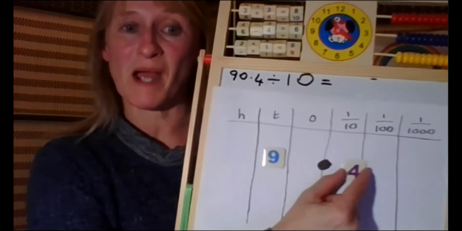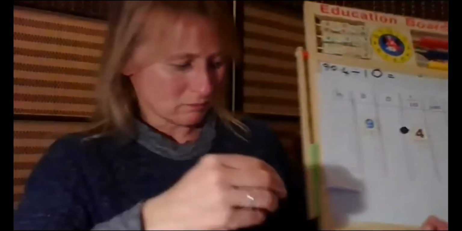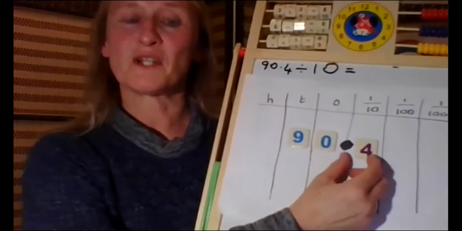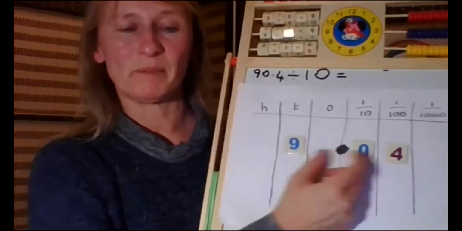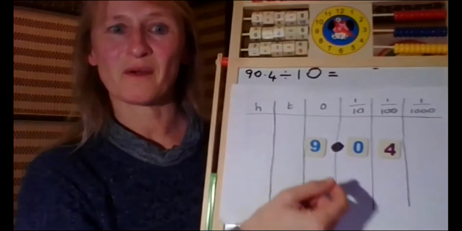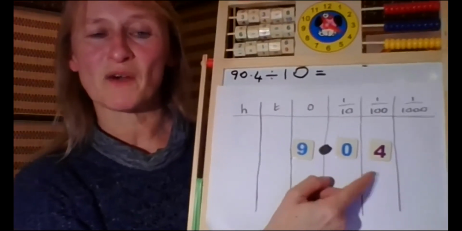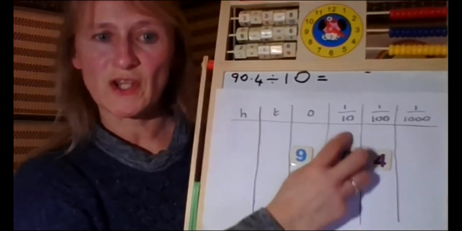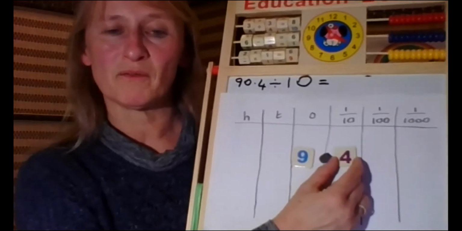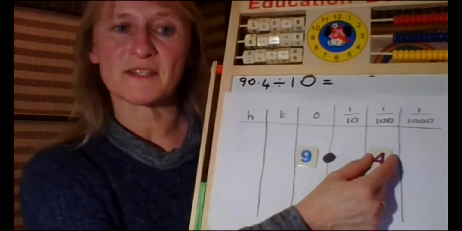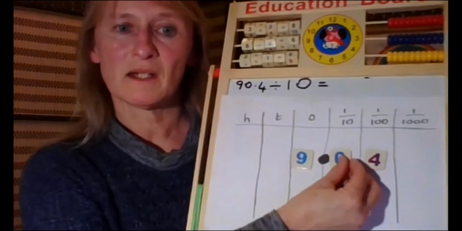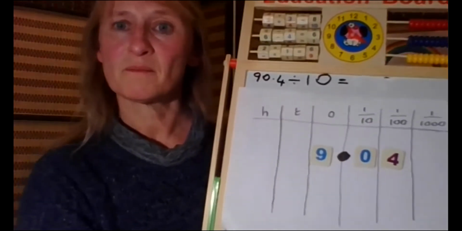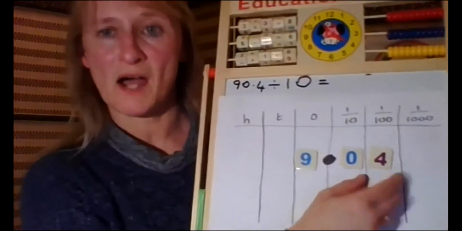If we move all our digits back again, out. Don't drop on the floor. Found it. Okay, so let's move them again. One place, one place, one place. Okay, I've made 9.04. 9 ones, no tenths, 4 hundredths. I have not made 9.4. I need to keep that zero in there. Okay, like that. All right. So keep it in there if there's a number after it.